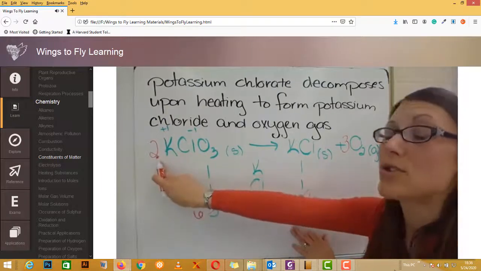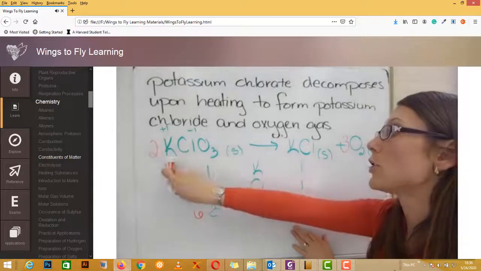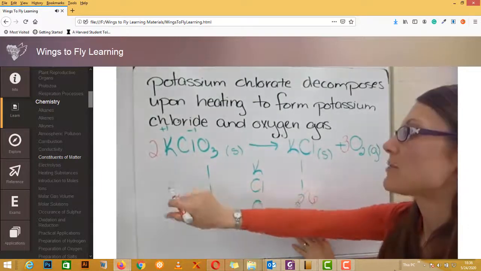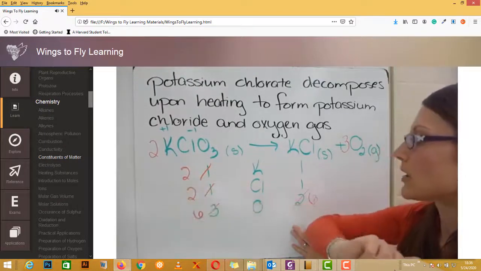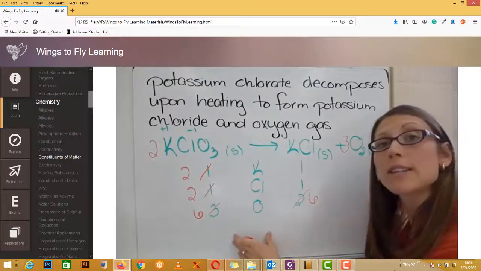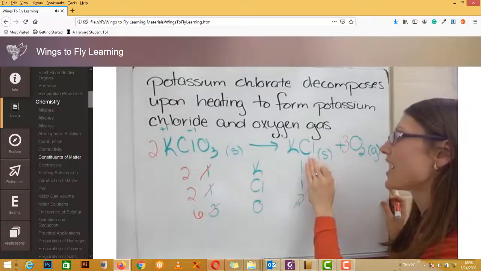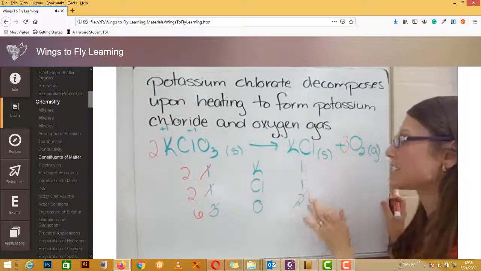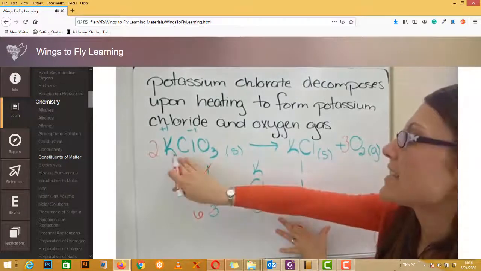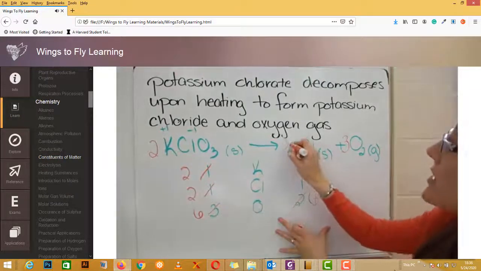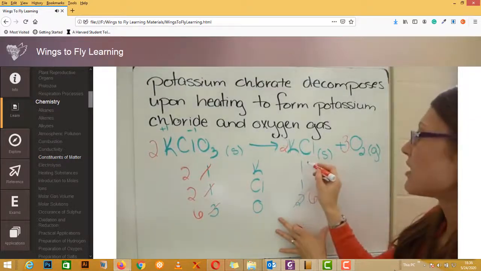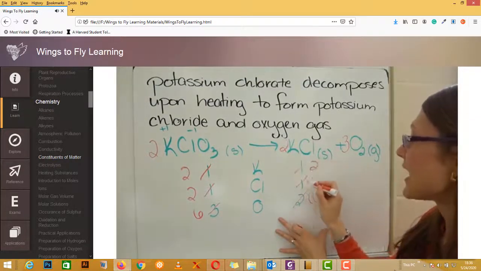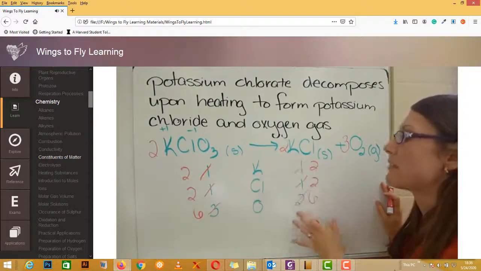Now when I added this 2, it affects the entire molecule. So I now have 2 potassiums and 2 chlorines as well. Which means while I fix the oxygen, in the process I impacted the balancing of potassium and the chlorine. So on my potassium chlorate, I need 2 of those. Let's add a 2 in front of the potassium chloride as well, because that would get me 2 potassiums and 2 chlorines. So now everything is balanced.